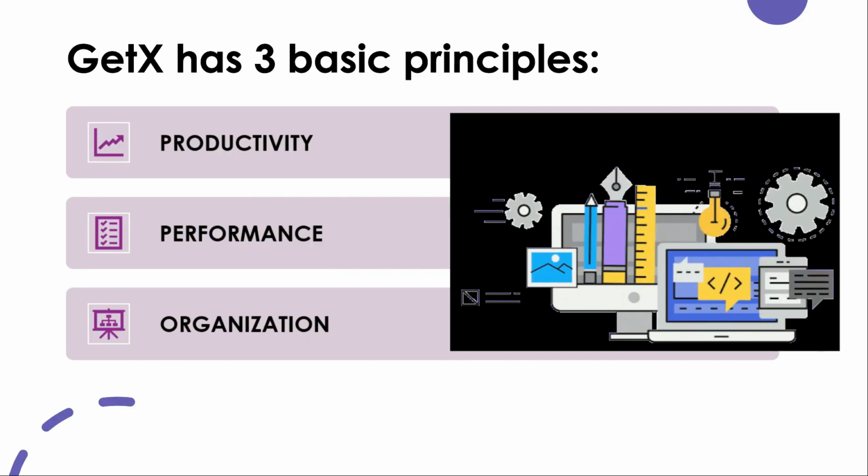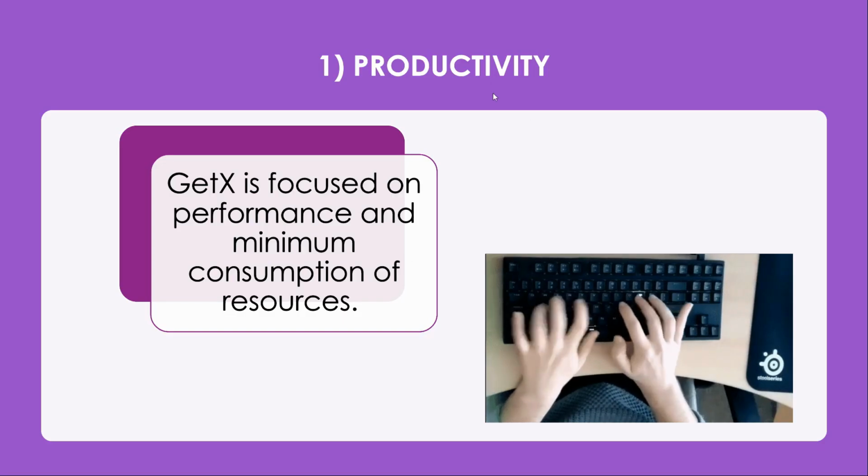GetX has three basic principles. First one is productivity, second one is performance, third one is organization. You will understand these through example. Productivity. GetX is focused on performance and minimum consumption of resources.